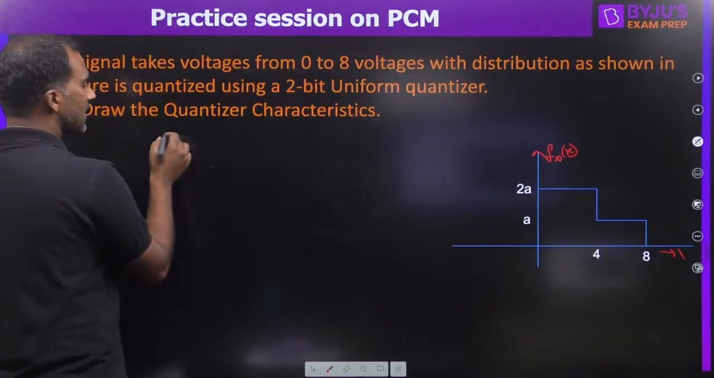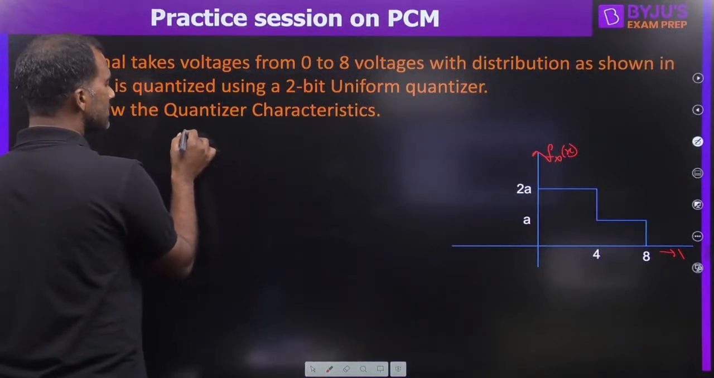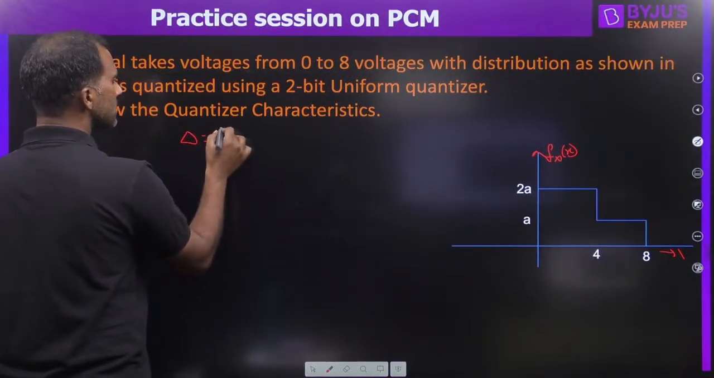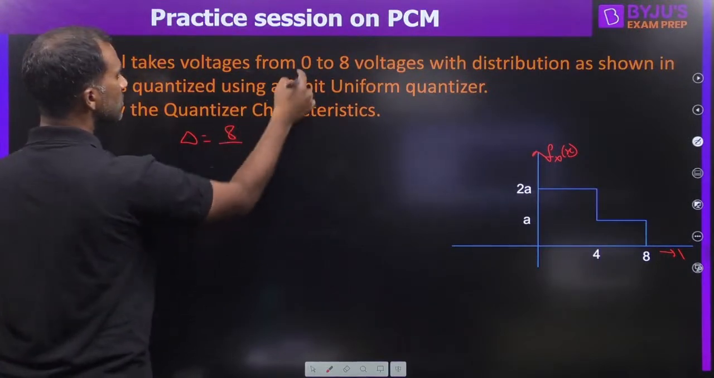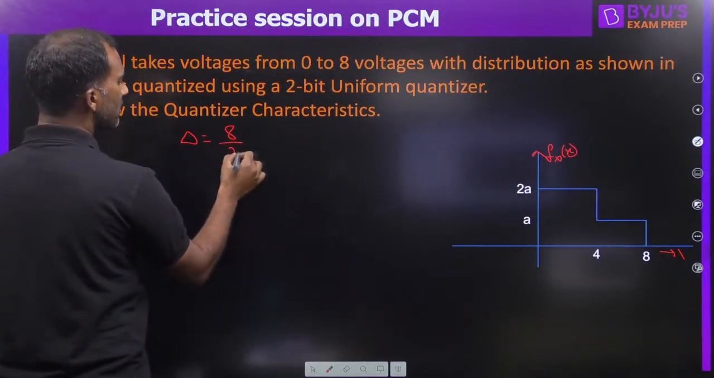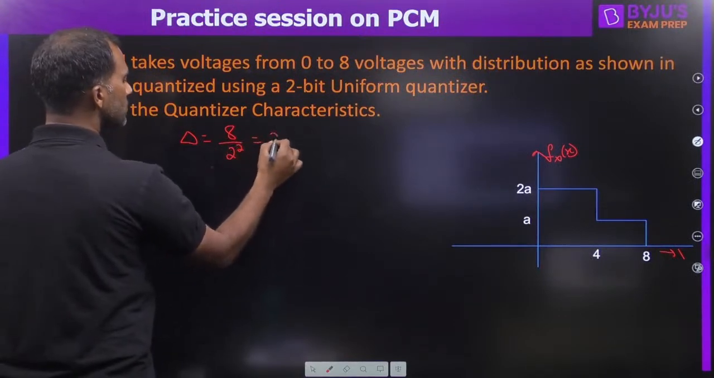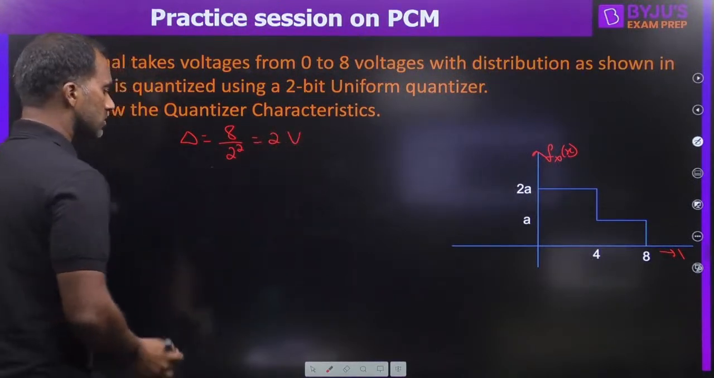If you want to draw the quantizer characteristics, the first thing that you need to know is step size. What is the step size? It is voltage swing divided by 2 power n. What is the voltage swing here? 8 volts, because the signal takes voltage from 0 to 8, divided by 2 power 2, which is 2 volts. Step size is 2 volts.